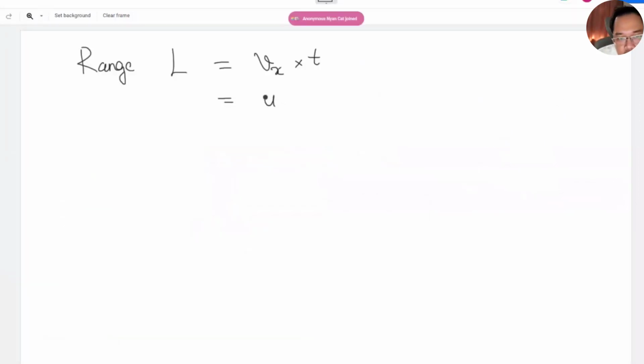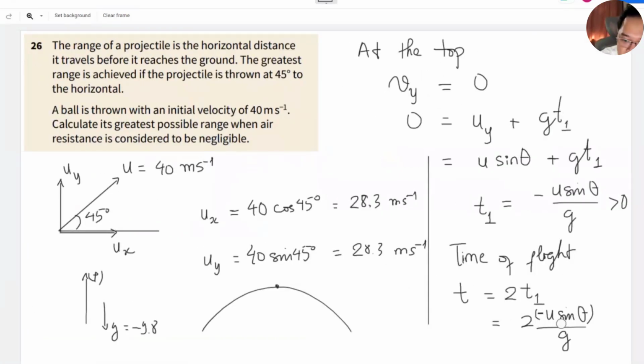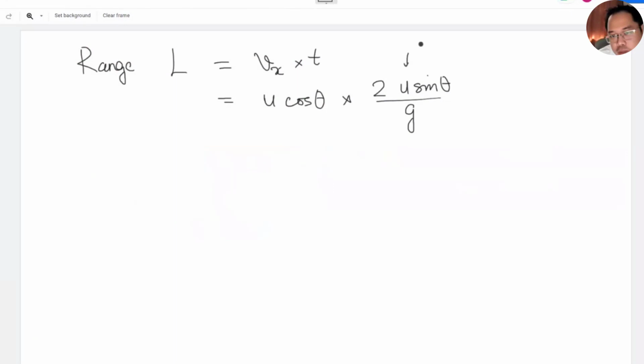The range is Vx, which is u times cosine of the angle theta, multiplied with the time of the flight, 2 times u times sine theta over g. Now I do not care about the negative sign, just take the value, just the magnitude. I ignore the negative sign for the u here. Like I just take u to be 28.3 and g is 9.8. I do not involve the negative sign on top and bottom, just calculate the value of time. Or you can involve the negative sign, it doesn't matter. If you involve the negative sign for u here, remember that g is negative also.